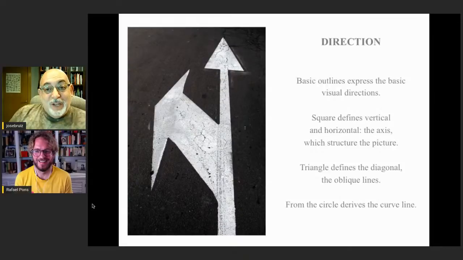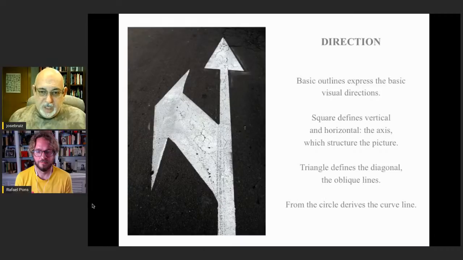Well, then we have direction, which is the way you explore the frame, and the way that the author of the picture leads you, helps you to explore the frame, conditions you to explore the frame. So from the square, we have the vertical and horizontal lines, which are the axes that structure the picture. A realistic picture is structured by axes. From the triangle, we have these diagonal oblique lines, and from the circle, we have the curved line.